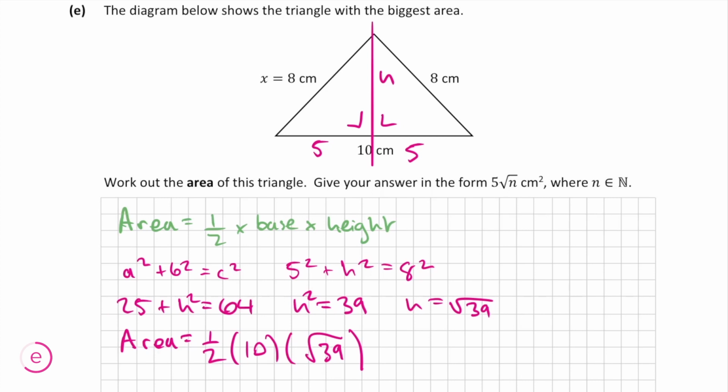Therefore the area is equal to 1/2 times the base, which is 10 centimeters, times the height, which is root 39, which works out to be 5 root 39 centimeters squared. And that's the end of this question.